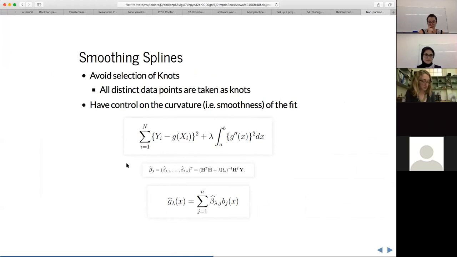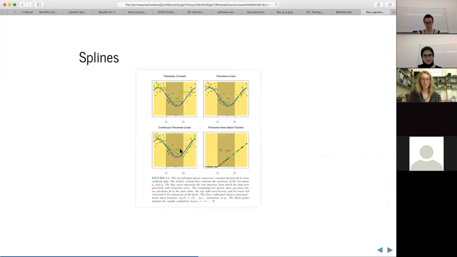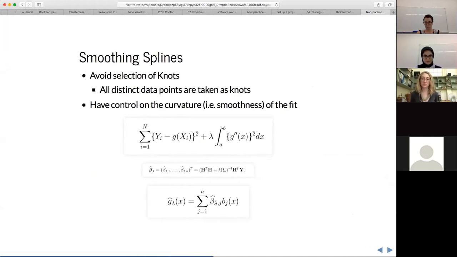So the advantage with this is that we don't have to select manually the number of knots. The number of knots is essentially every distinct data point becomes a knot. And you have control over deciding the curvature of how well you want the approximation to the data to be, in terms of the curvature of the fit.